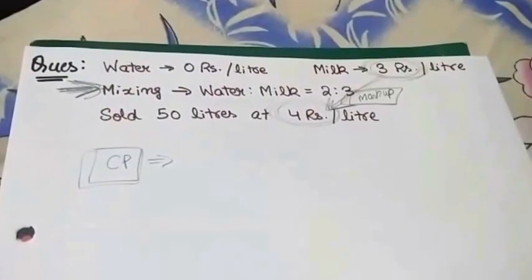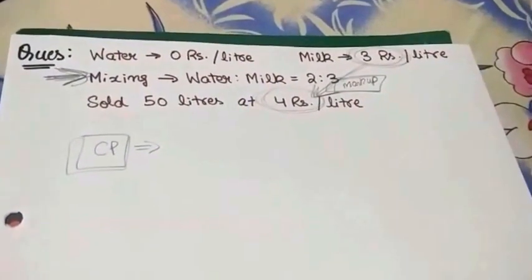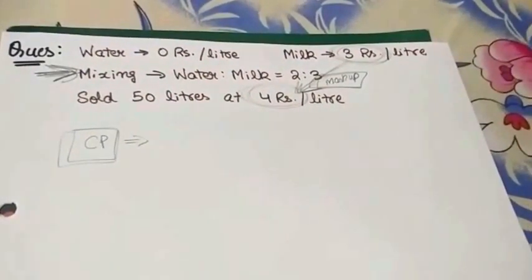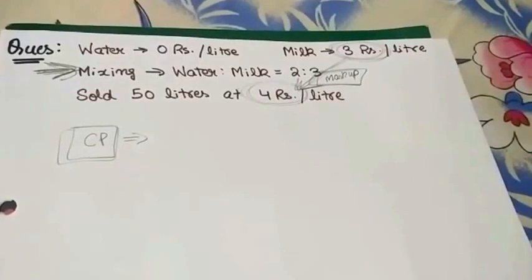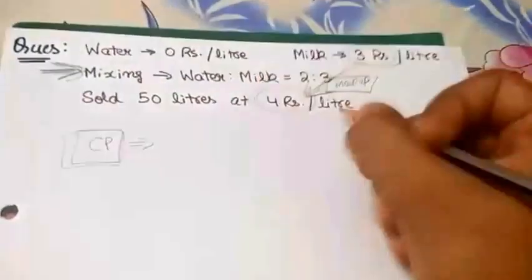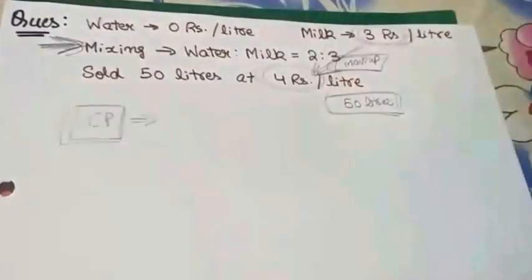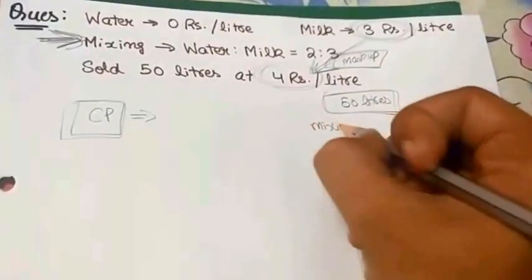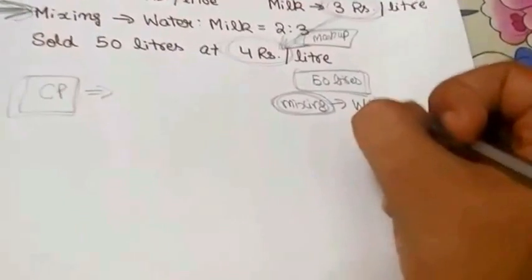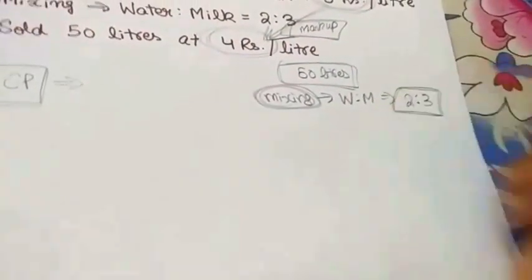So okay, initially let's now find out the CP, and we'll have to analyze the question even more. For this cost price, we'll have to take into consideration the entire situation. So we have 50 liters in total, and we know that there's a mixing involved, that water to milk is 2 is to 3, right?